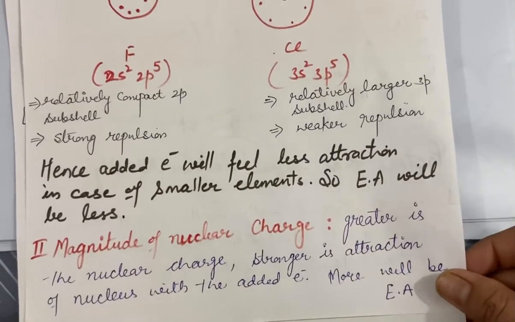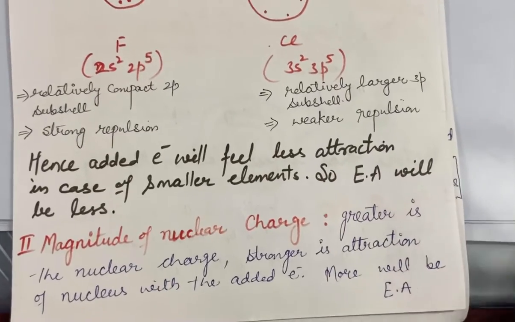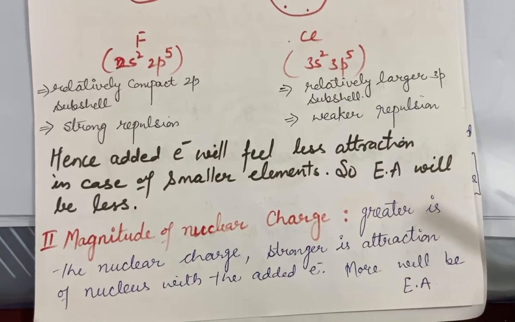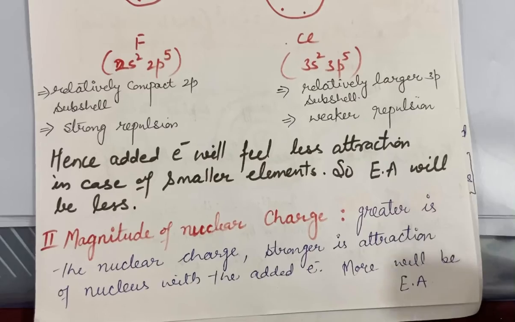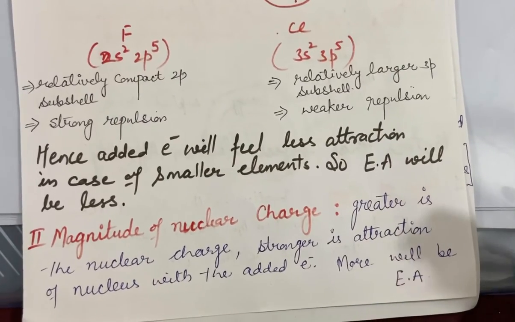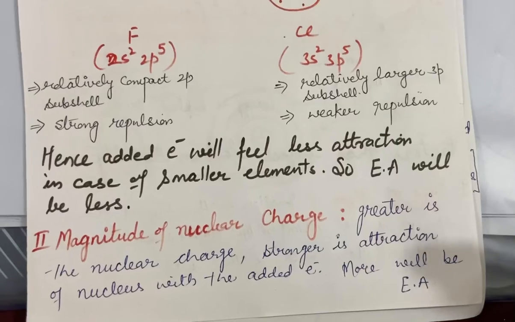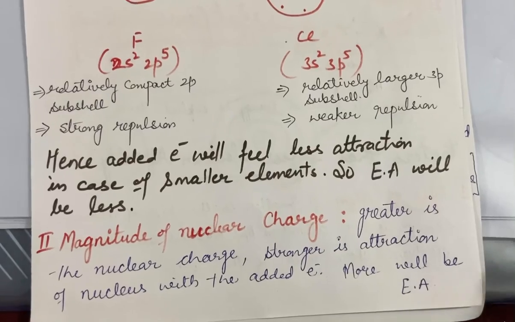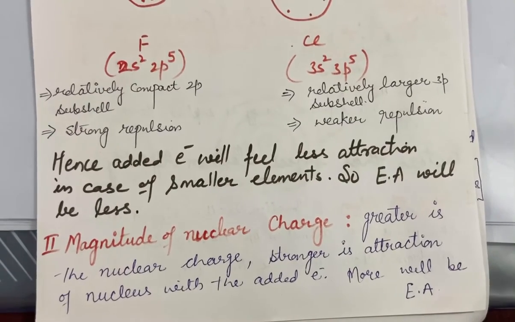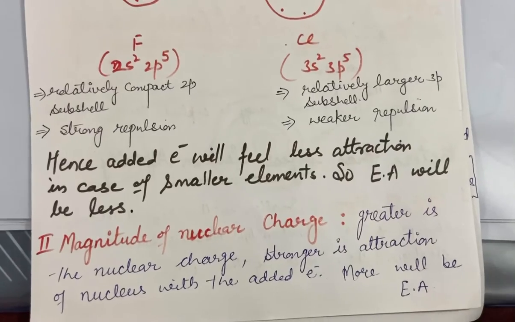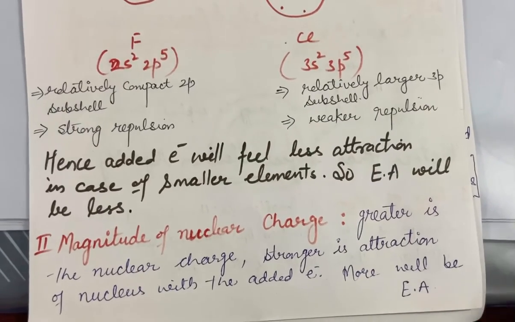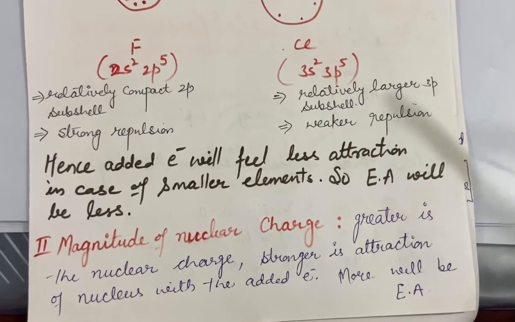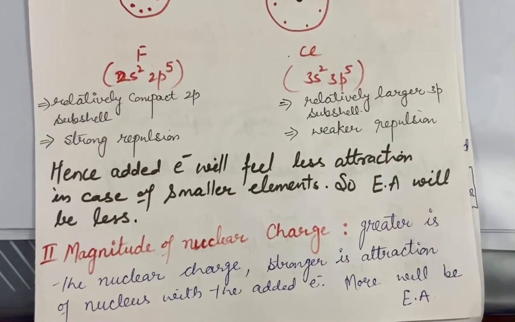The second factor is the magnitude of nuclear charge. As we are already discussing, electron affinity depends upon how strongly the added electron is attracted toward the nucleus. As the nuclear charge increases, since nuclear charge is the force of attraction between the nucleus and the last electron, the electron affinity value will increase. So the element with greater nuclear charge will have high electron affinity.